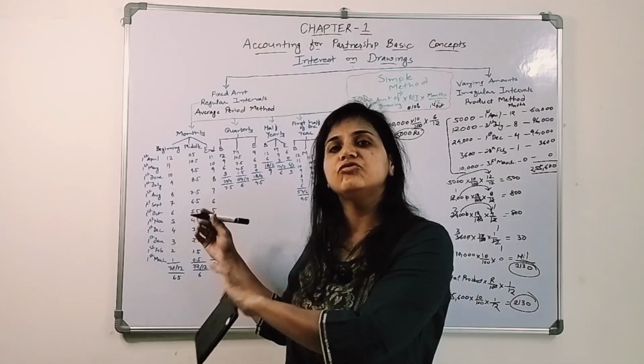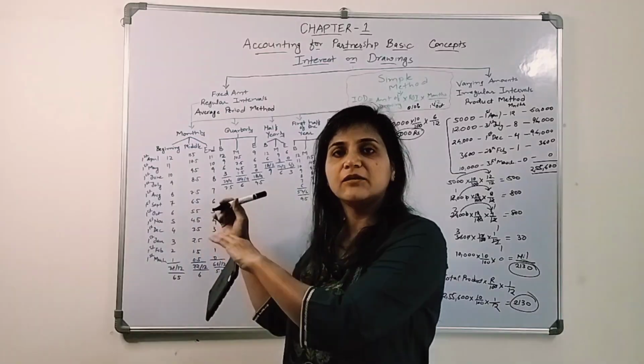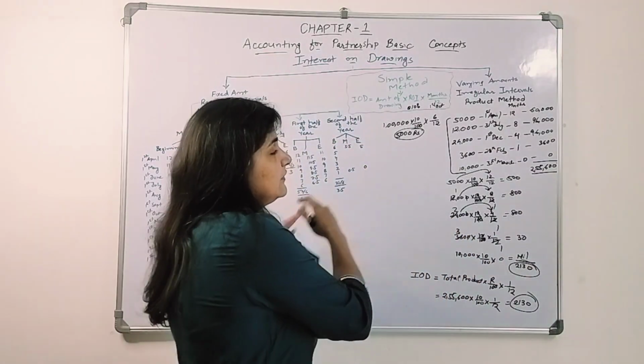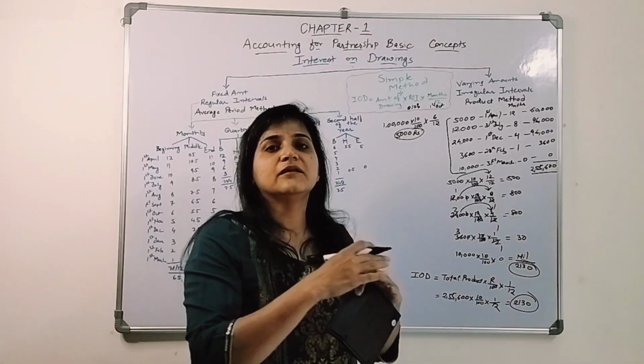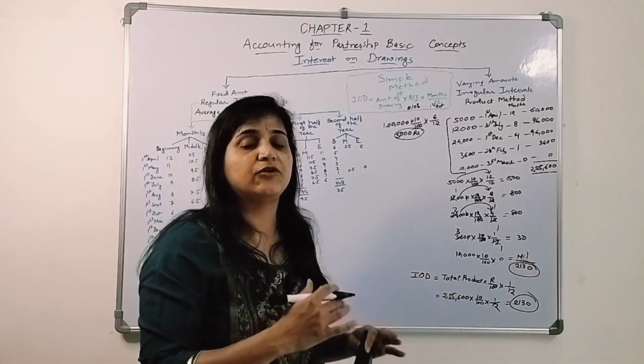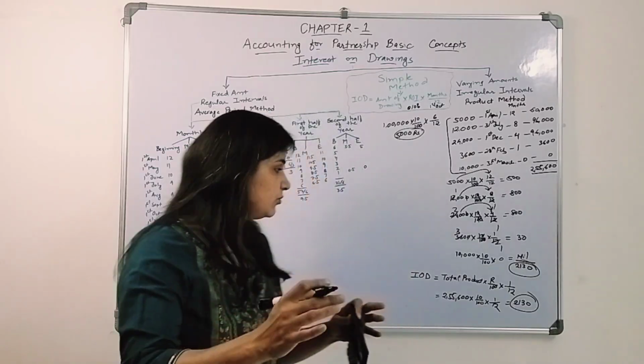That is not an issue. You will find the simple method and the product method, both things will apply over here. But obviously the average period method is easier when you calculate a fixed amount at a regular interval. What does the average period method say?